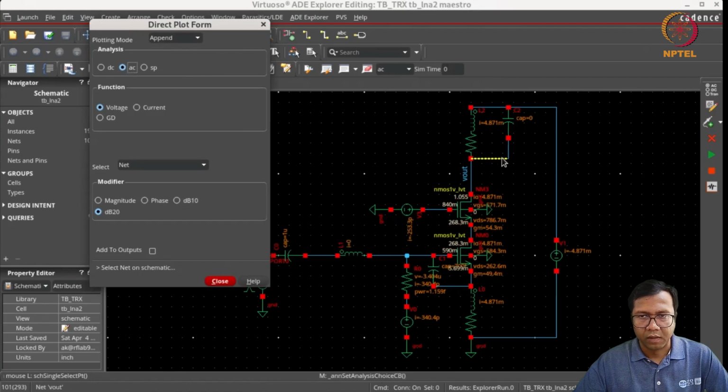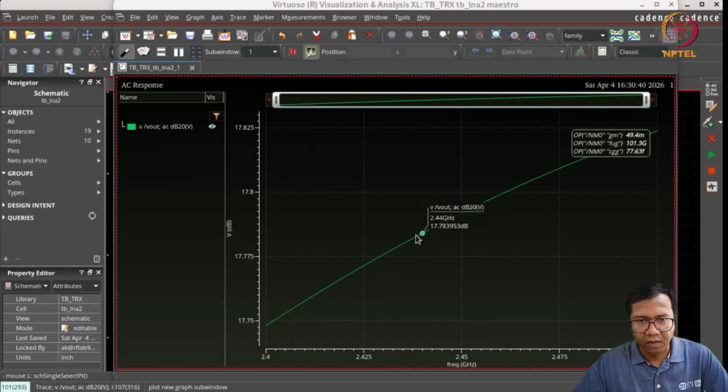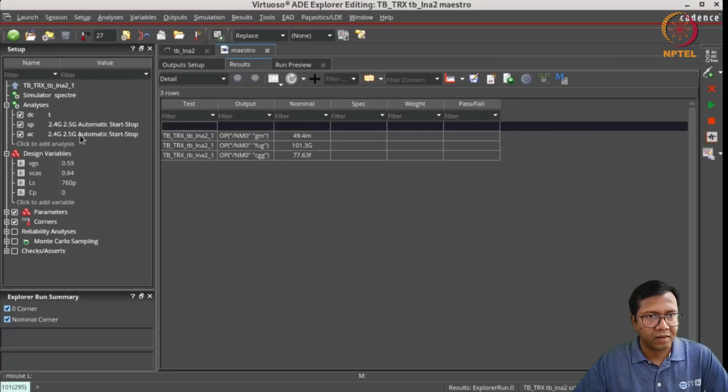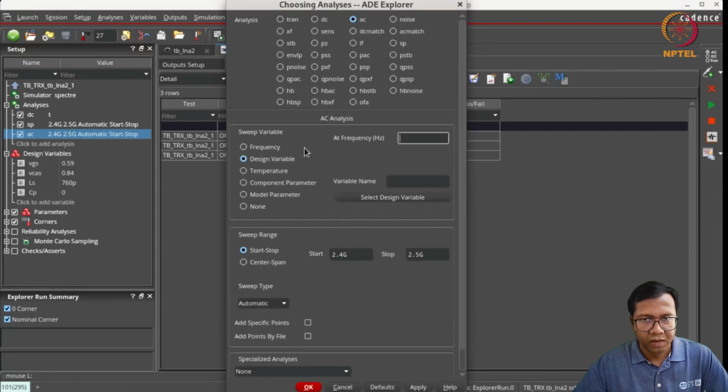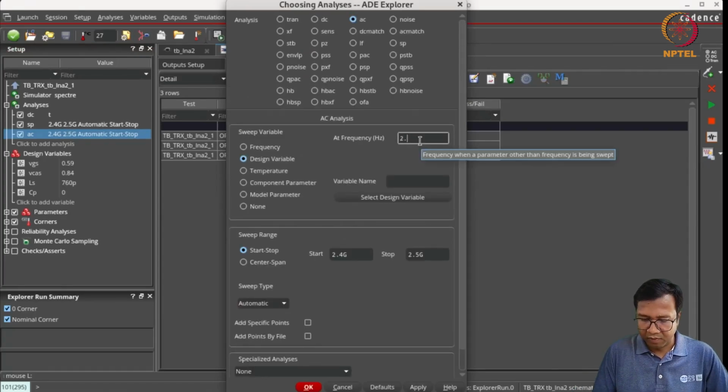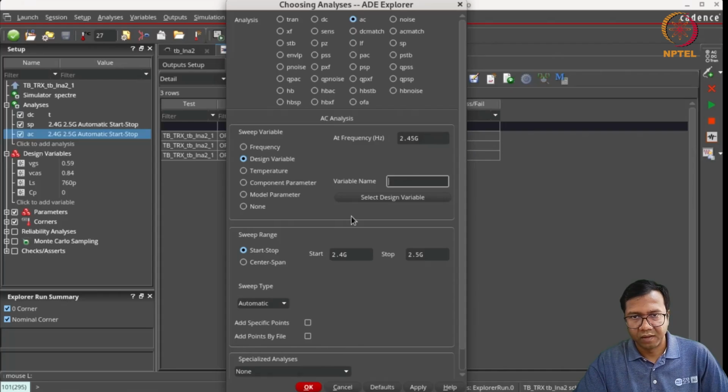Right now, the capacitance at the output is 0. So we will try to see how much gain we are getting. The gain is somewhere around 17.8 dB, but we can see that this is not properly tuned at the output. So we will run this AC simulation by sweeping the design variable CP at the center frequency of 2.45 gigahertz.